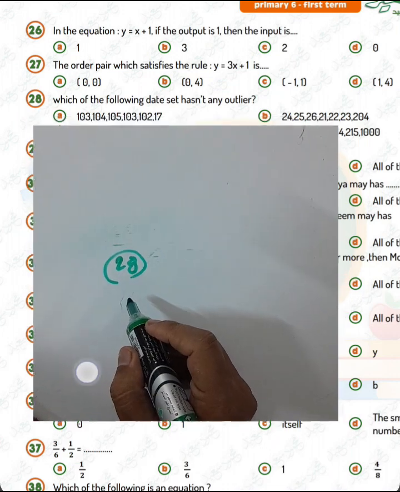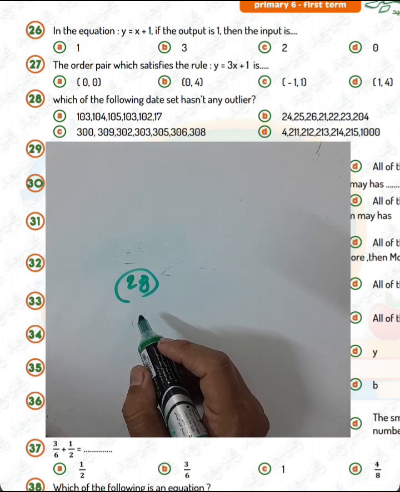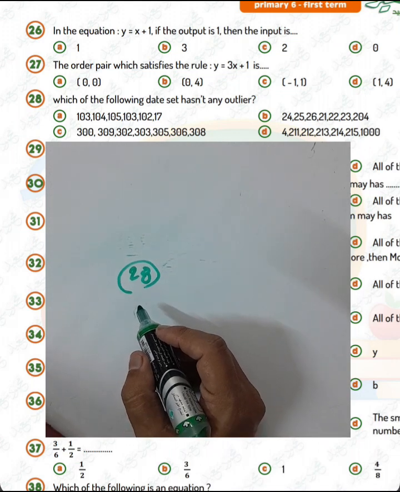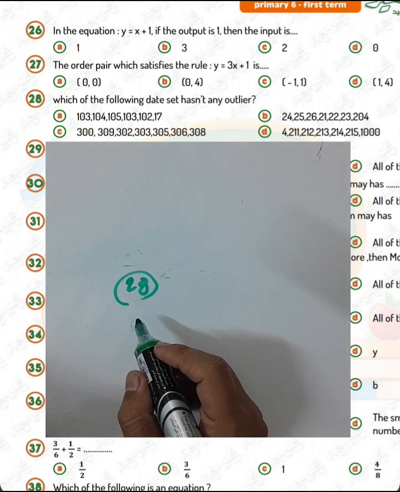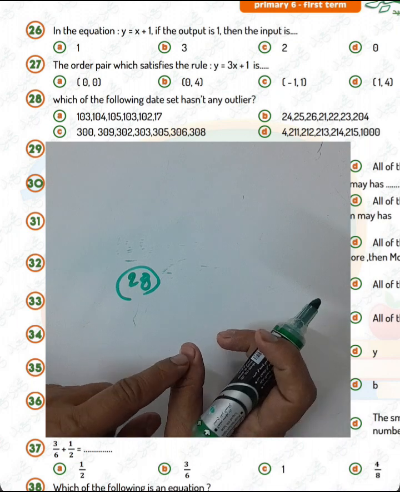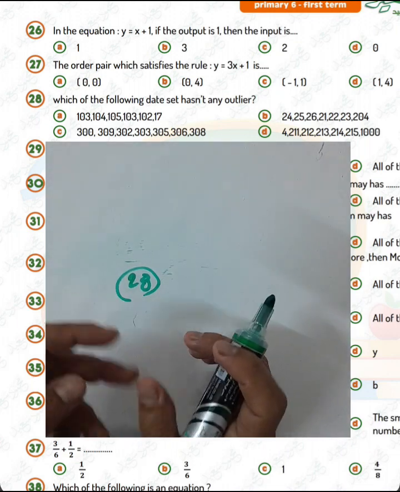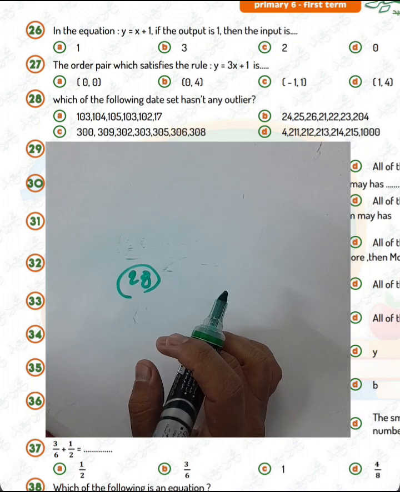Question 28. Which of the following data hasn't any outliers? Okay, what about this outlier? Outlier, it's meaning we have the point has a long distance between this number and a lot of groups, and all groups it will be nearest them. But you must choose here letter C.